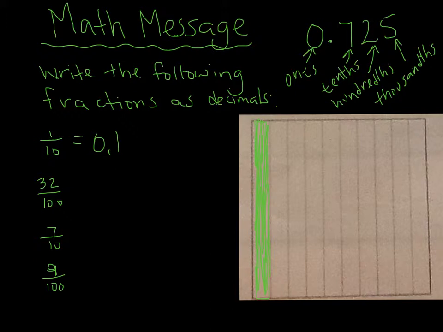Now let's take a look at our other one that is in the tenths, so 7 tenths. In order to do this, I would have to shade in 7 of my longs to represent the fractional part of 7 tenths. What would my decimal be for 7 tenths? Yeah, again, if you said 0.7 or 7 tenths, you are correct.